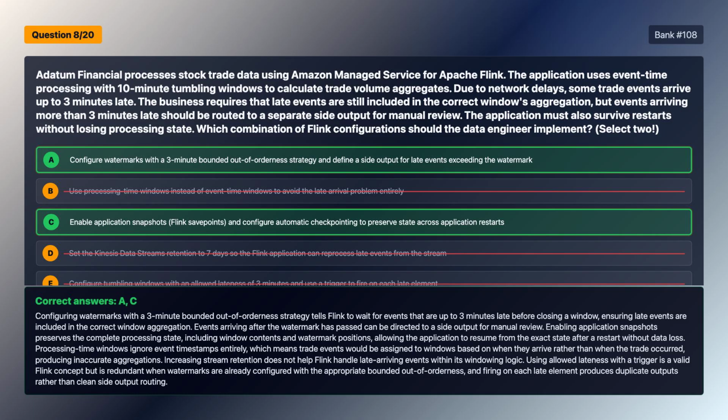Processing time windows ignore event timestamps entirely, which means trade events would be assigned to windows based on when they arrive rather than when the trade occurred, producing inaccurate aggregations. Increasing stream retention does not help Flink handle late arriving events within its windowing logic. Using allowed lateness with a trigger is a valid Flink concept, but is redundant when watermarks are already configured with the appropriate bounded out-of-orderness, and firing on each late element produces duplicate outputs rather than clean side output routing.